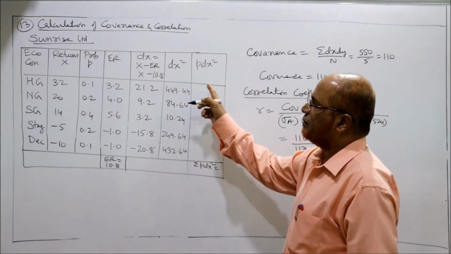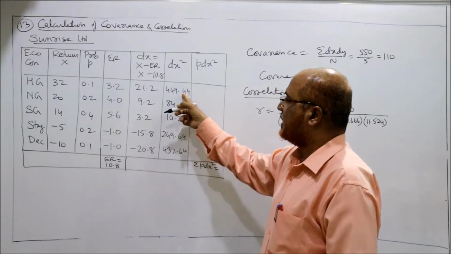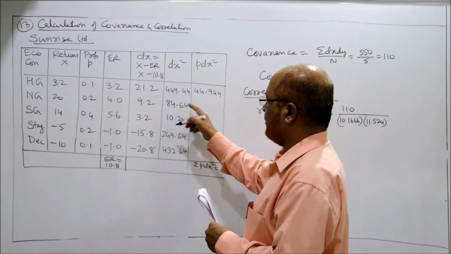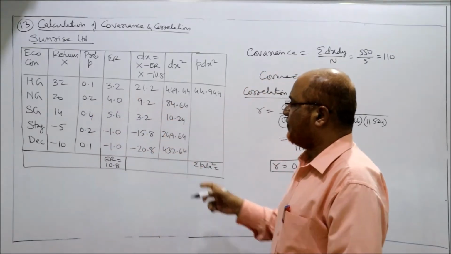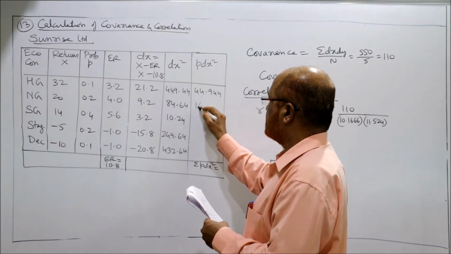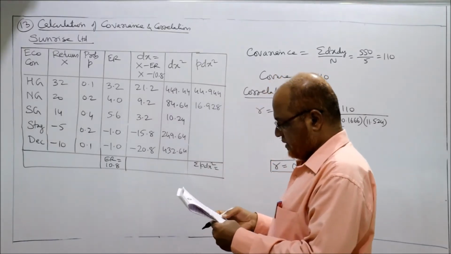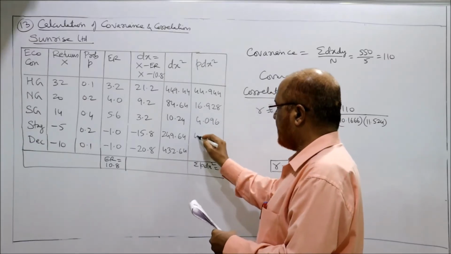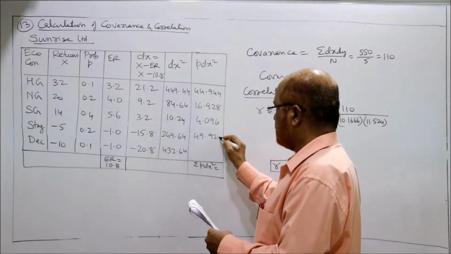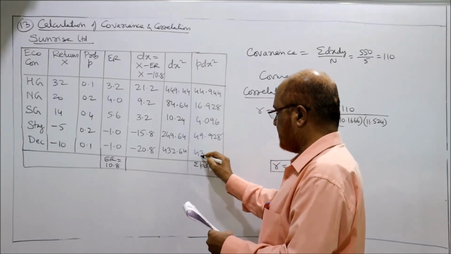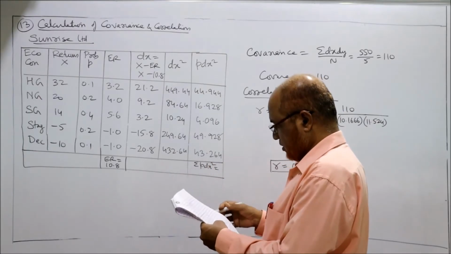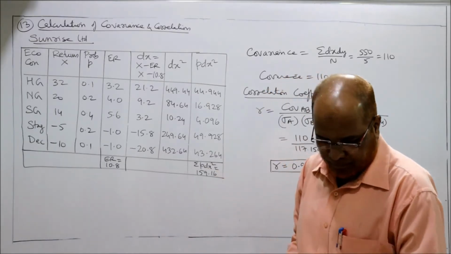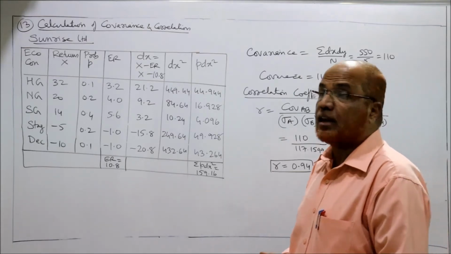Now p dx square, probability, we multiply probability with dx square, it will be 44.944. Similarly 0.2 into 84.64, 16.928. Next one 4.096, 49.928. Last one 43.264. The total is 159.16. So we have made all the calculations of Sunrise Company.